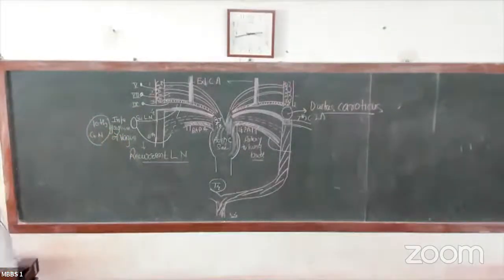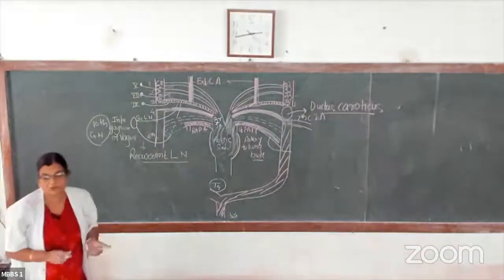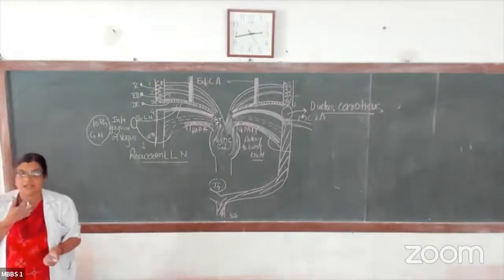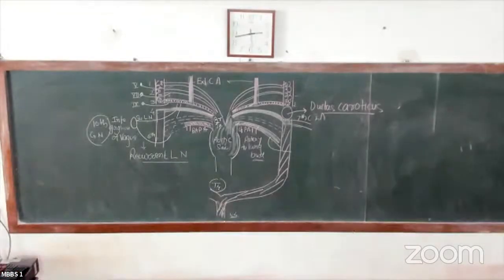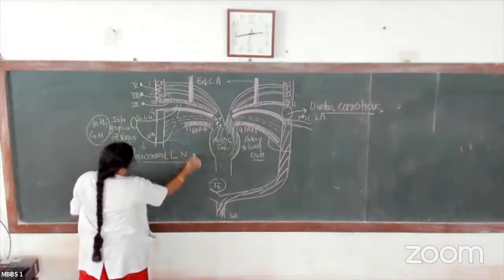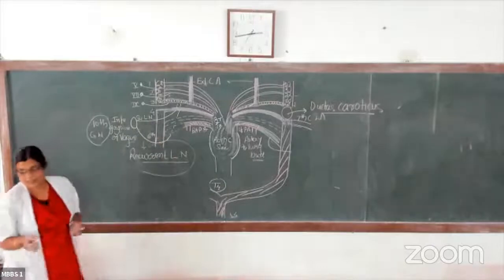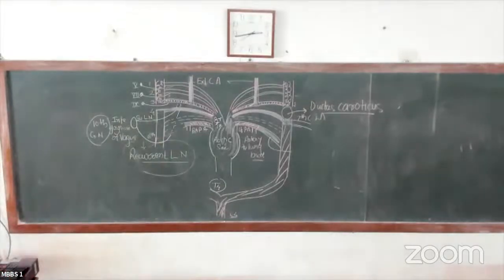As they go to the larynx, they lie in the tracheo-esophageal groove. There is a groove in the neck, the tracheo-esophageal groove. The trachea is ventrally placed, the esophagus is behind that, and they go in between these two structures. And the recurrent laryngeal nerve is very important. It supplies all muscles of the larynx except one muscle, that is the cricothyroid.